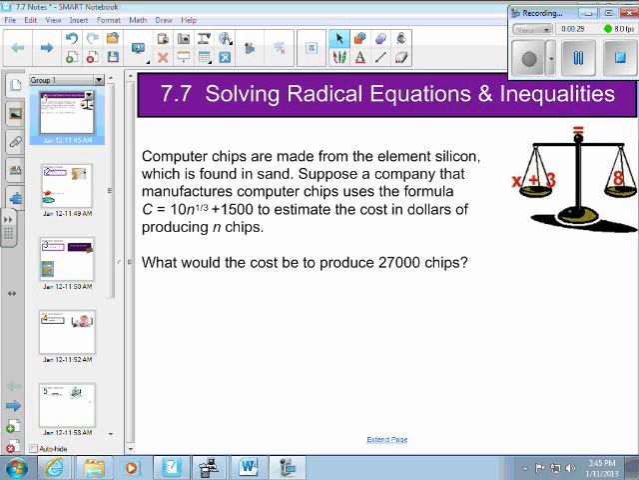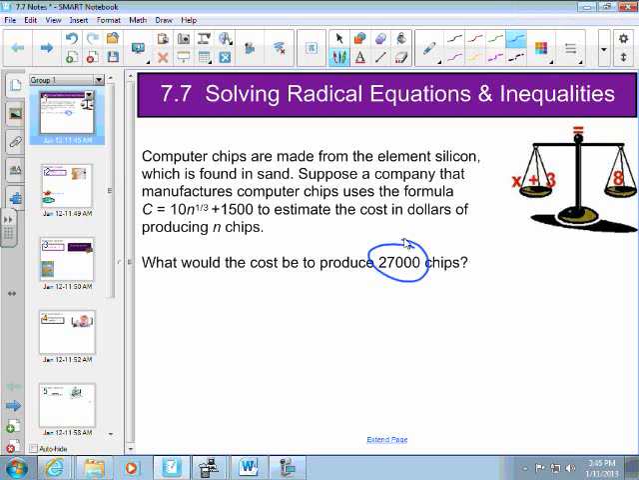What would it cost to produce 27,000 chips? All right, so we got to figure out where we're going to put that 27,000. It's talking about chips. Looks like N is chips, so we want to put that in for N. So substituting that in, we got 10 times 27,000 to the 1/3 power plus 1,500. All right, we want to solve that.